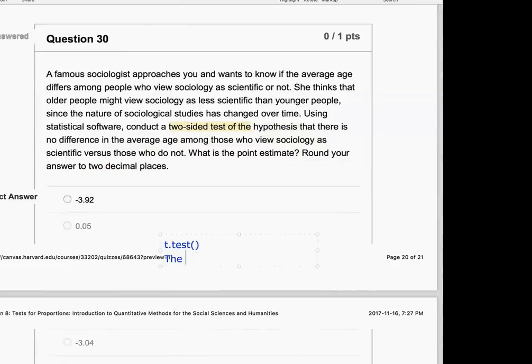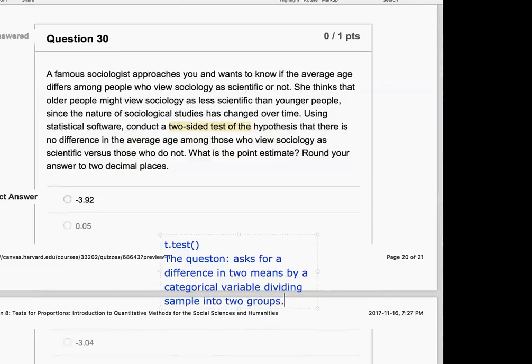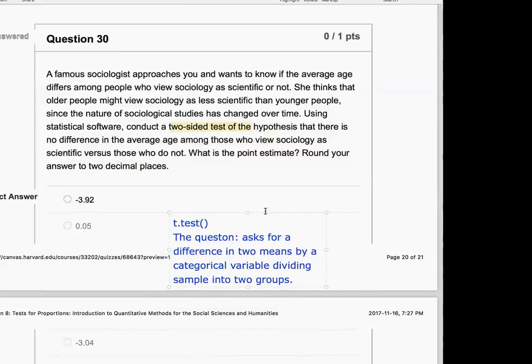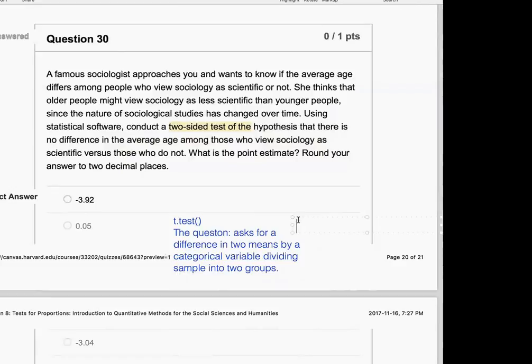What is the question asking? It asks for a difference in 2 means by a categorical variable dividing the sample into 2 groups. So this is a revisit of the t-test of a difference in 2 means. When we talk about the estimate, we're asking you to think logically through the problem and figure out the mean of one group minus the mean of the other group. That's going to be our point estimate, and that's essentially what we come to as the answer.